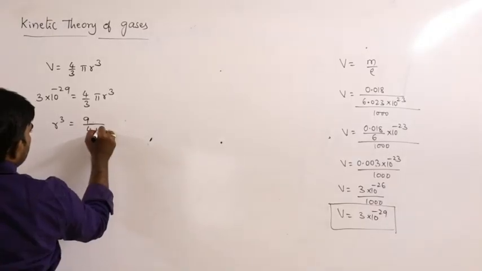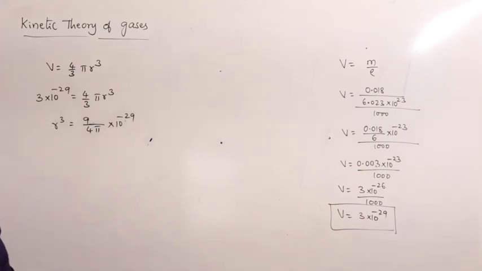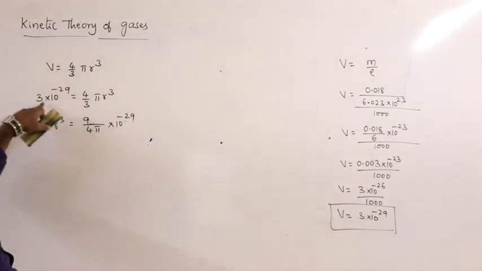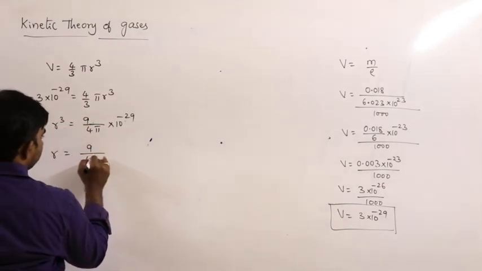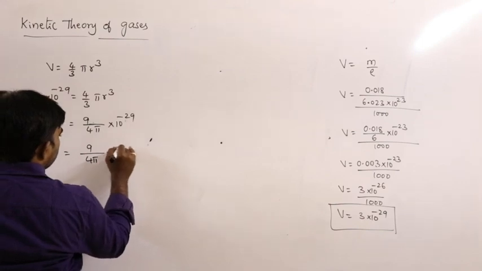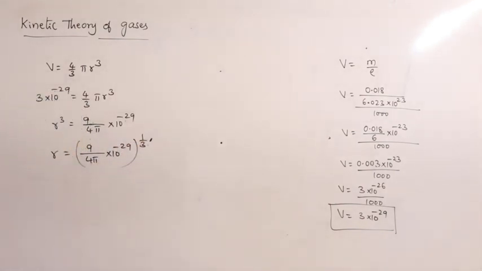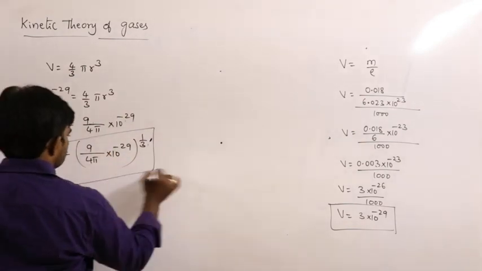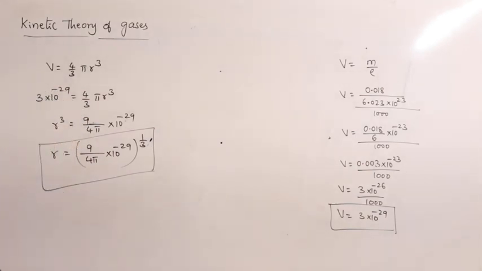By 4 pi into 10 to the power of minus 29. 3 into 10 to the power of 29, 3 3s are 9, divided by 4 pi. Then r is equal to 9 by 4 pi into 10 to the power of minus 29, whole power 1 by 3. So that is the radius of the water molecule. This is the radius and that is the volume of the water molecule.